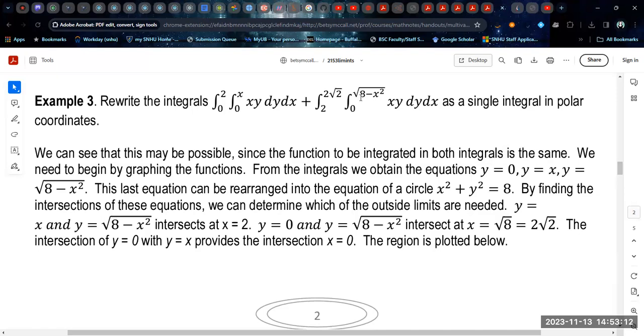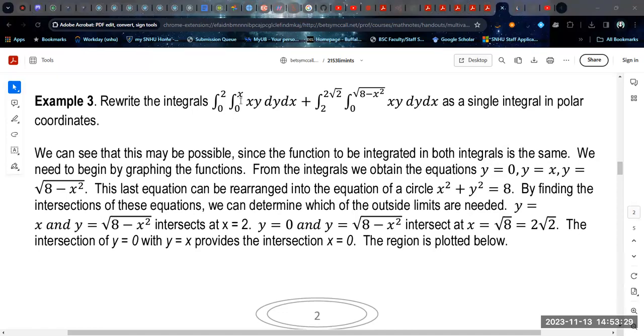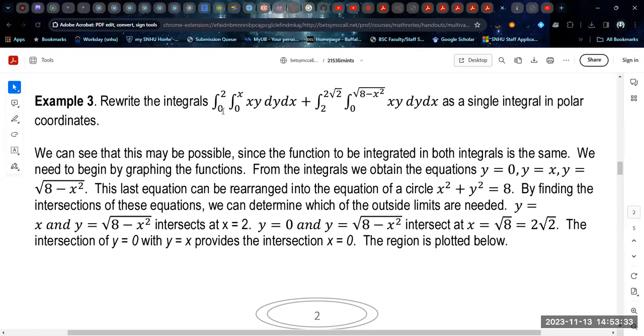First of all, the square root of 8 minus x squared, that's an integral for y. So if we set y equal to this and square both sides, we can determine that this is the boundary of a circle of radius 2 square root of 2. And on this side, we have y equals x and y equals 0. Then we have this integral going from 0 to 2, and this one going from 2 to 2 square root of 2. So we start putting all of these on a graph.